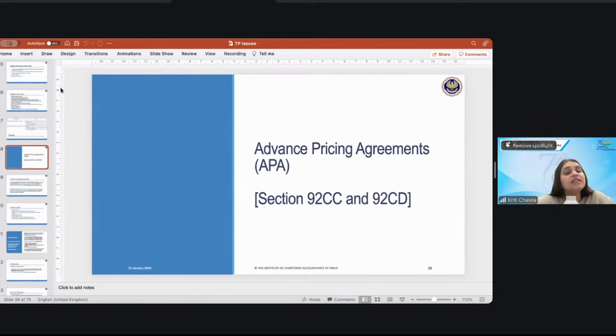Whether in APA negotiation, tax authorities of other countries are involved? Yes, tax authorities of other countries are also involved, and that is called a multilateral APA. So there are three kinds of APAs. The reason I wasn't getting into these details is because it wasn't provided in the manual. But there is something called a bilateral APA, then a unilateral APA, and then a multilateral APA. So it depends on the countries involved.